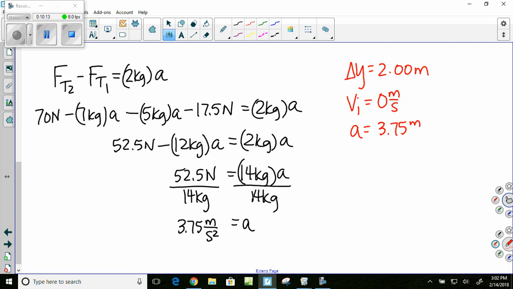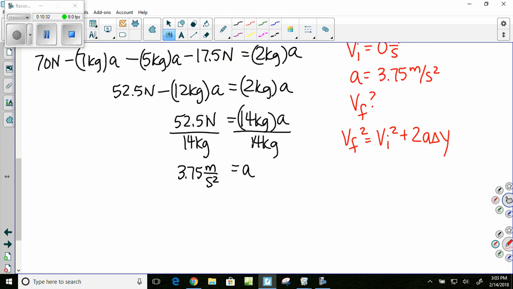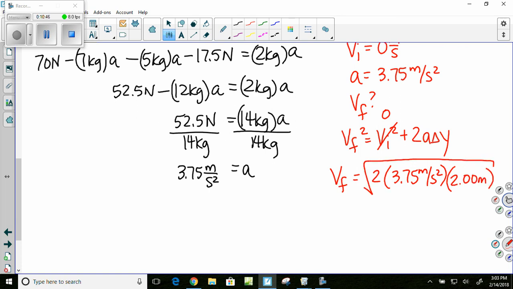So we're going to use V final squared is equal to V initial squared plus 2A delta Y. And then we're going to solve for V final. I'll move it back down a little bit. So V final is equal to, V initial is 0, so it's 2 times the acceleration times the delta Y, which is 2 meters. Square root of all that. I'll take the positive root when I take the answer, and it's 3.87 meters per second.